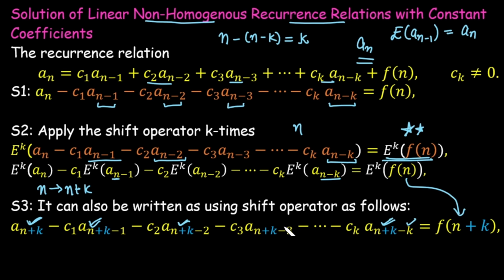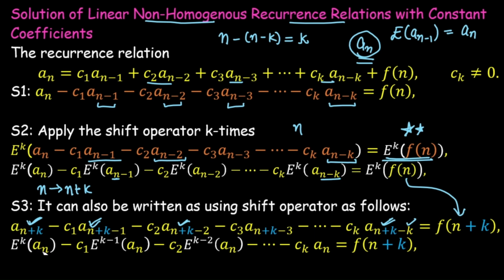After that, we need to rewrite this in the form of shift operator because we need each term in terms of an. So here we can write an is shifted k times, that is e raised to power k an. And here an is shifted by k minus 1 times. Here an is shifted by k minus 2 times. At the last, this k gets cancelled with this k. So there is no shifting. That's why we have mentioned it as it is. This right hand side function as it is.